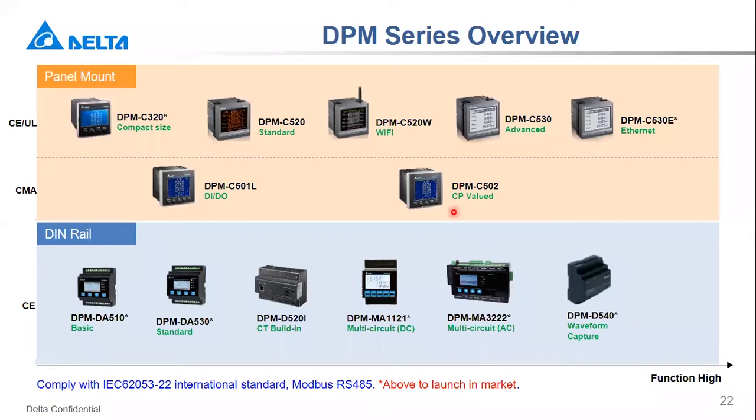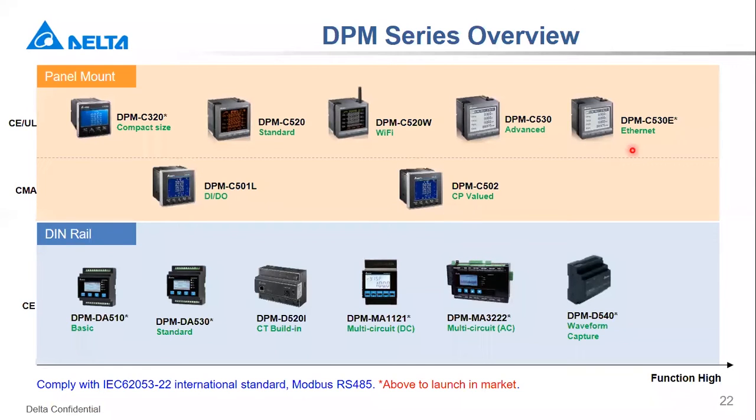And also for the C502, actually this one is very cost-performance. It's very high. They have the demand function, the harmonic function, and also the data log function. And the price, I think, is very competitive. So I think this one is very good for you.